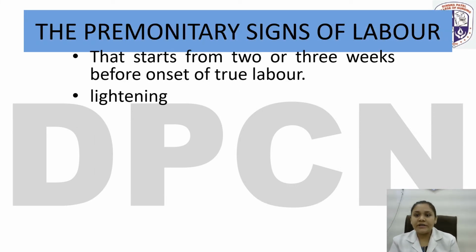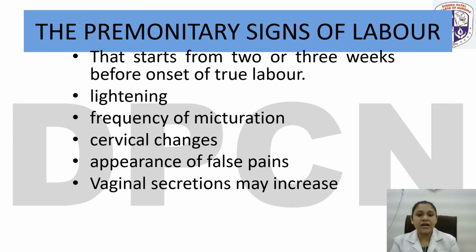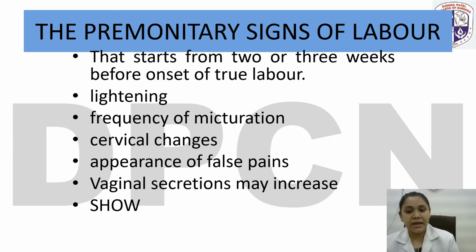Another is the premonitory signs of the labor. So these are the signs that show a mother may be in labor, right? They start from 2 or 3 weeks before the onset of true labor, like lightening, where the head sinks into the true pelvis. Frequency of micturition might happen to the mother due to the pressure that comes into the true pelvis. Cervical changes may happen, appearance of false pains, and vaginal secretion may also increase, and also we can see the show, right?